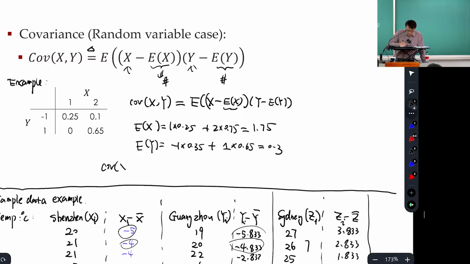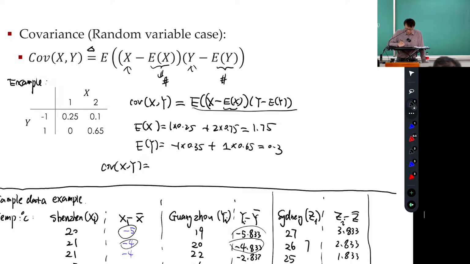So the covariance will be what? Just copy this, right? How do you do this? Summation. When you see expectation, it's an integral or a summation. For all the possible combinations of this pair of values, you need to sum them out over all the possible cases.